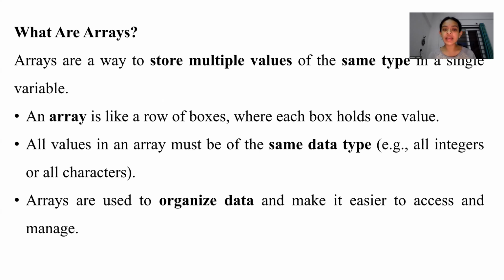An array is like a row of boxes, where each box holds one value, and all these values must be of the same data type, as I said, that may be integers or all characters. So what is the use of arrays? It is used to organize the data, and it makes it easier to access and manage the data that we have stored.